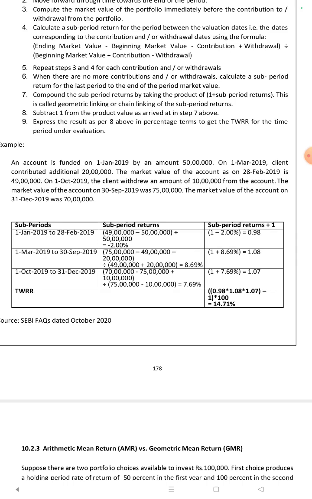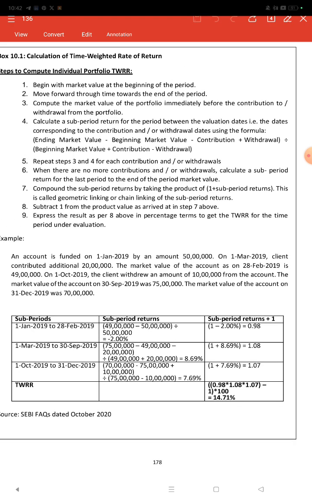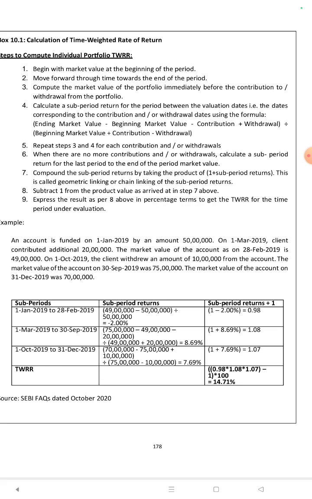70 lakhs minus 75 lakhs divided by plus 10 lakhs divided by... Begin with market value at the beginning of the period, move forward through time towards the end of the period, and compute the market value of the portfolio immediately before the contribution or withdrawal from the portfolio. Ending market value minus beginning market value minus contribution plus withdrawal, divided by beginning market value plus contribution minus withdrawal. Repeat steps 3 and 4.